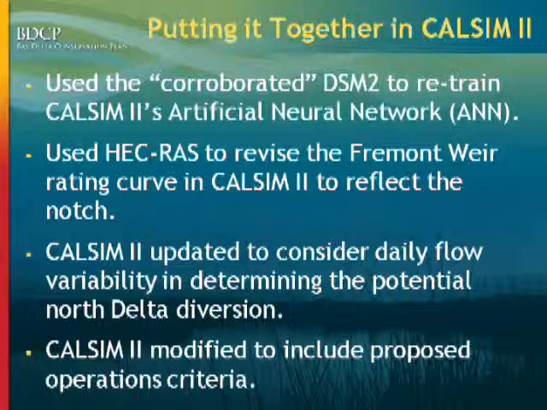CALSIM2 is a monthly model, and we actually incorporated some daily aspects into the model such that we take into account the daily flow variability in determining how much water could be diverted at the proposed north delta intakes. And finally, the CALSIM2 model has been modified to make sure that all the proposed operations criteria were included in it.